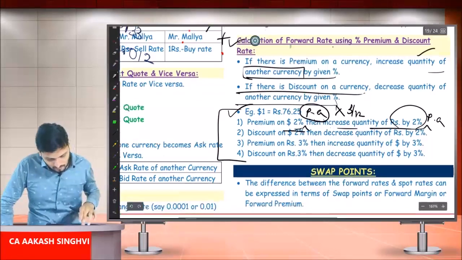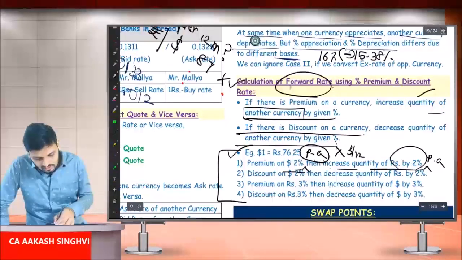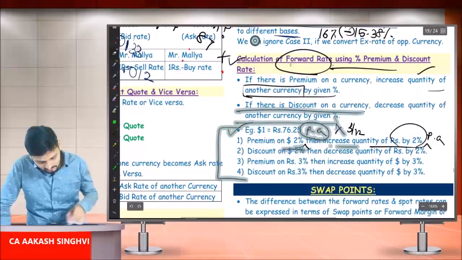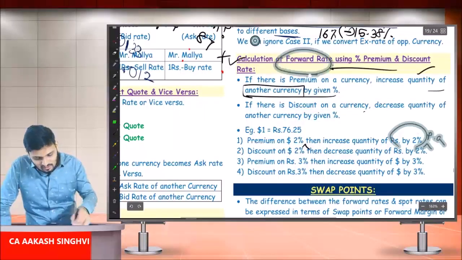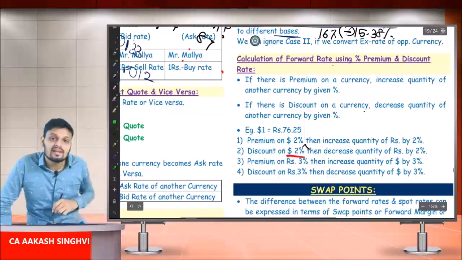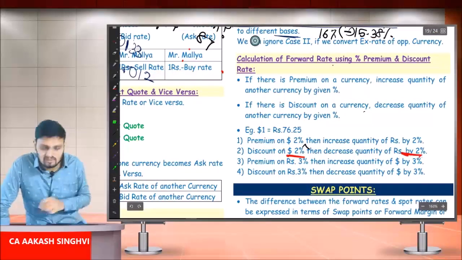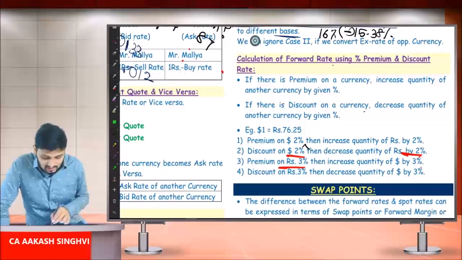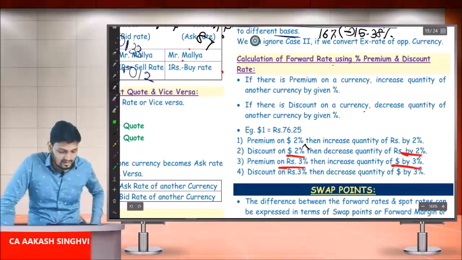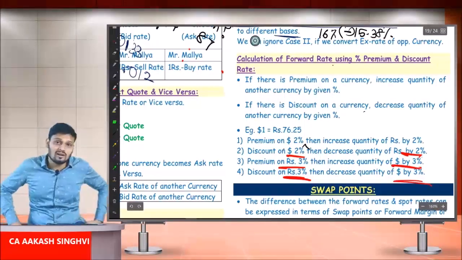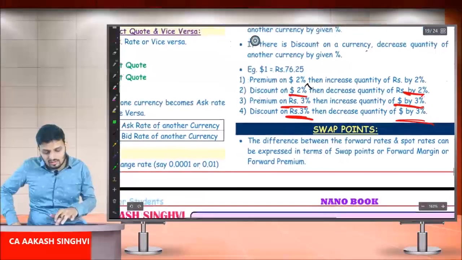Okay. So this is nothing but calculation of forward rate using premium and discount. Okay, sir, what if they have given discount in the examination? It is the same thing, guys. If they have given discount on dollar is 2%, then decrease quantity of rupees by 2%. Premium on rupees is 3%. In that case, increase quantity of dollars by 3%. Discount on rupee 3%, in that case decrease quantity of dollars by 3%. Done. I hope you have understood till now.